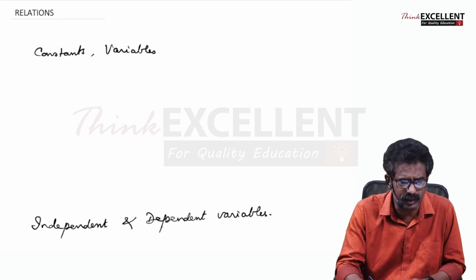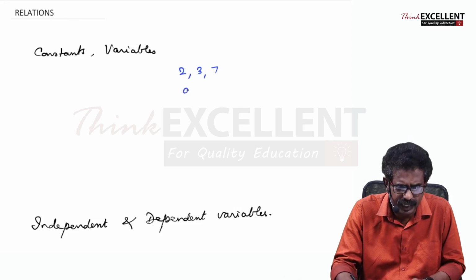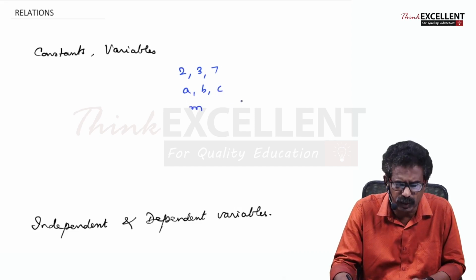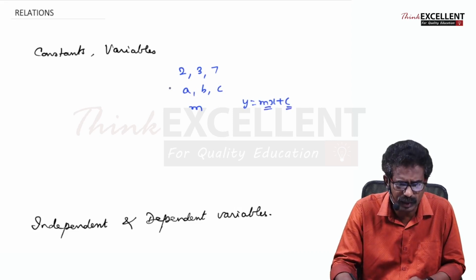You know what are constants, what are variables? Constants normally we denote as numerals, okay, 2, 3, 7 like that. And even A, B, C we denote as constants. In y equal to mx plus c, here m and c are constants, slope and y-intercept. All these are constants.